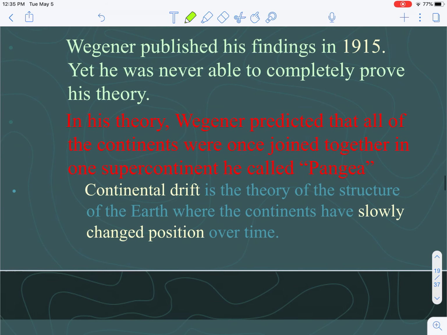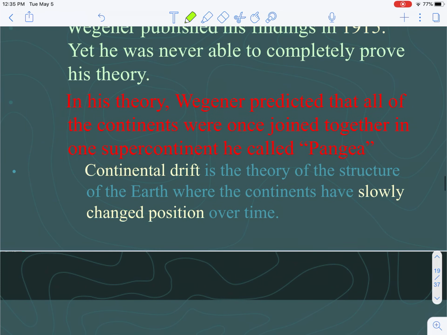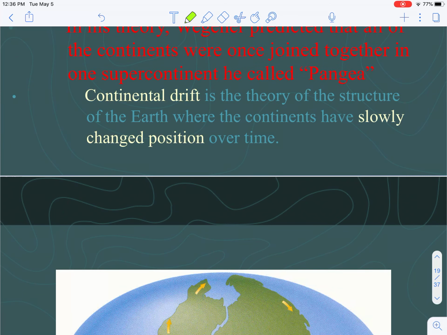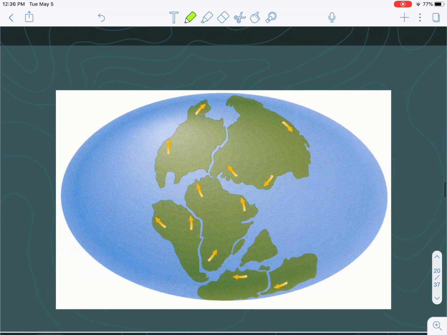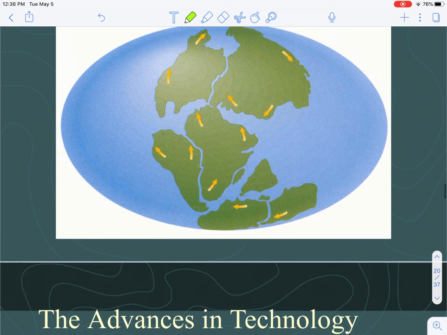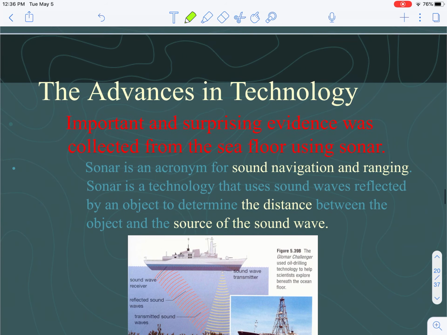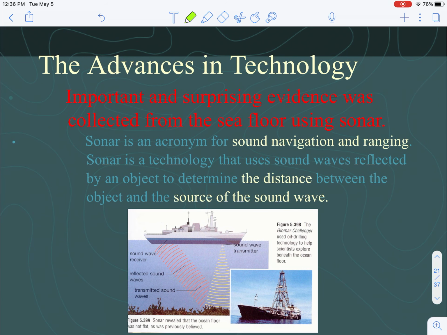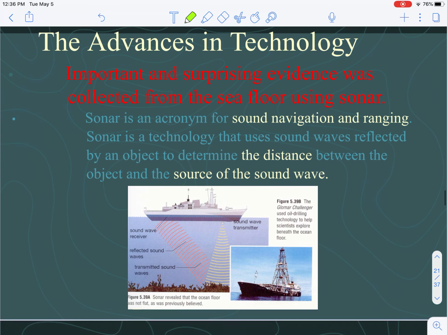So his theory stays a theory because they say that he couldn't completely prove it, but we do call this a very valid theory that is still studied, and we do know that continental drift is something there's a lot of evidence for, and that is that the continents have moved from where they are now. They have continued to move, and there's some places where there are big continents moving together, and some places where they're moving apart.